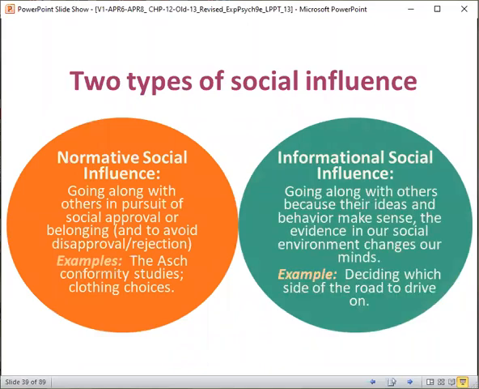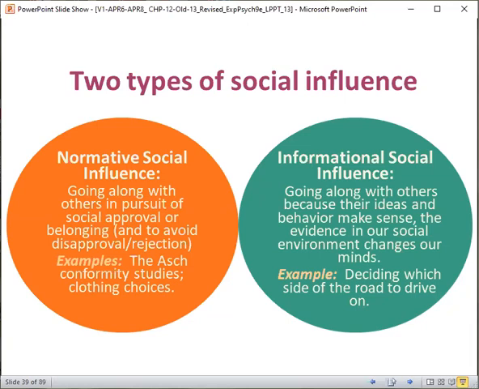Or it could be informational social influence. Going along with others because their ideas and behavior make sense, the evidence in our social environment changes our mind. So the idea is, sometimes you may behave a certain way because you may think they have more information than you do. Let's say you leave a building on campus and you see a bunch of people in a circle around something, and you go join them, as people often will do, and you see somebody on the ground maybe, and then you start looking at the group of people that you just joined because you're trying to get information from them to say, what in the world's going on here? Or you may even ask them, what in the world's going on here?